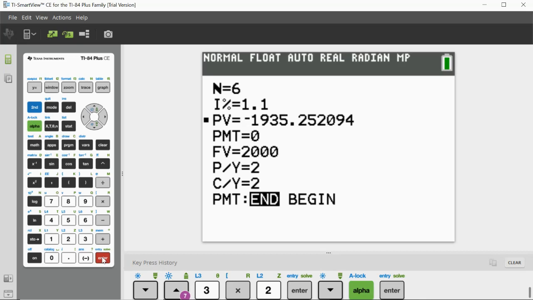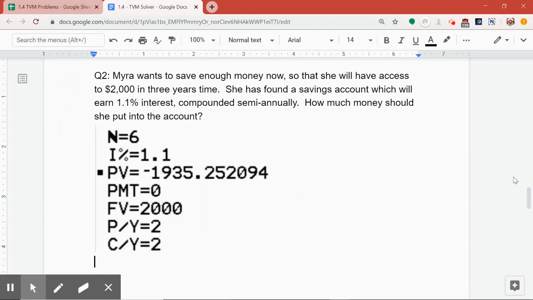And this tells us that she would need to invest $1,935.25 right now at this low interest rate to have $2,000 in 3 years' time. So once again, we're just going to copy our table below the problem to show the values that were filled in to the TVM solver and type in that she needs to invest $1,935.25. Note that the problem put a negative in front of this because this is an investment. We're not going to put a negative in our solution. This is just the amount of money that's being invested for this problem.